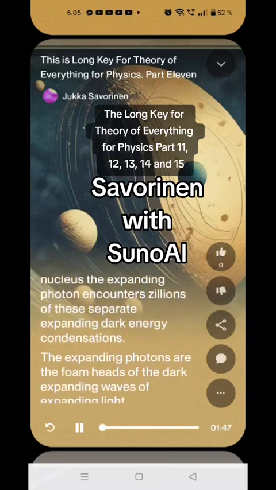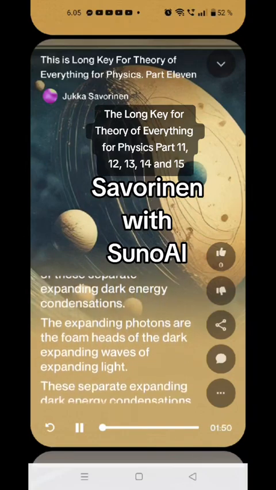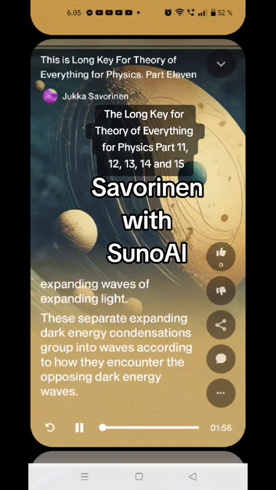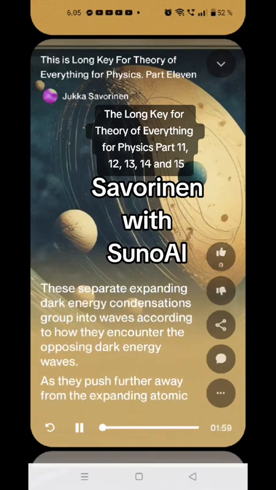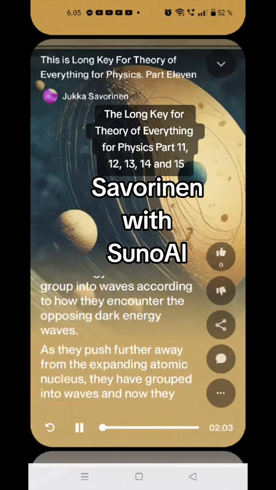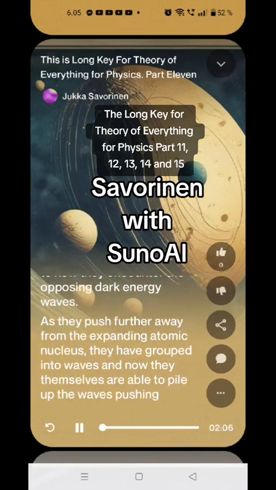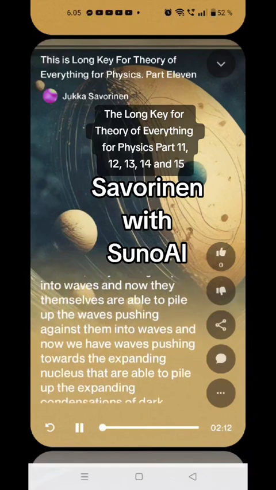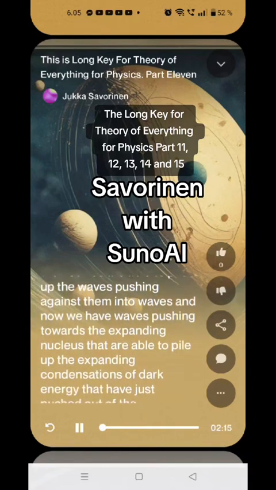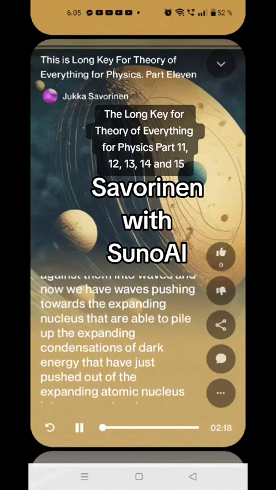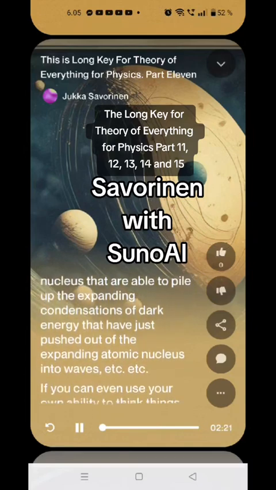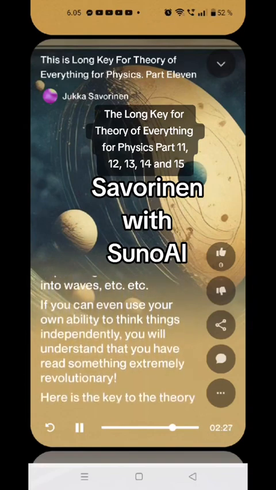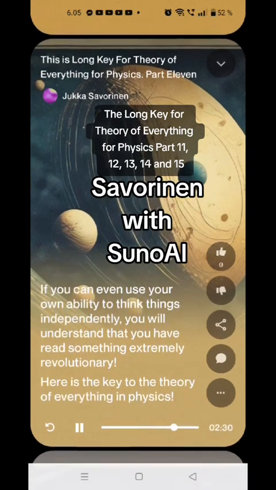The expanding photon encounters zillions of these separate, expanding dark energy condensations. The expanding photons are the foam heads of the dark expanding waves of expanding light. These separate expanding dark energy condensations group into waves according to how they encounter the opposing dark energy waves. As they push further away from the expanding atomic nucleus, they have grouped into waves, and now they themselves are able to pile up the waves, pushing against them into waves. And now we have waves pushing towards the expanding nucleus that are able to pile up the expanding condensations of dark energy that have just pushed out of the expanding atomic nucleus into waves, etc.